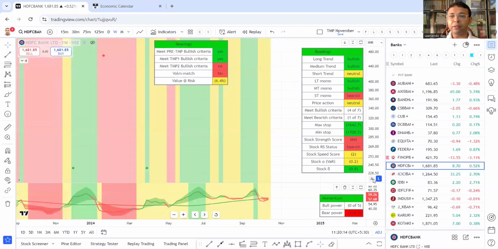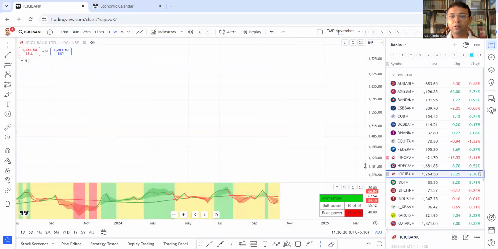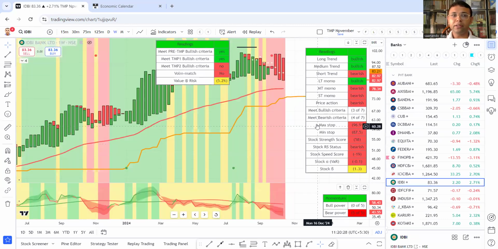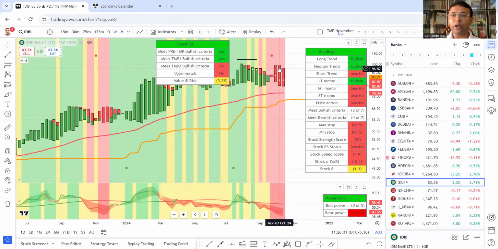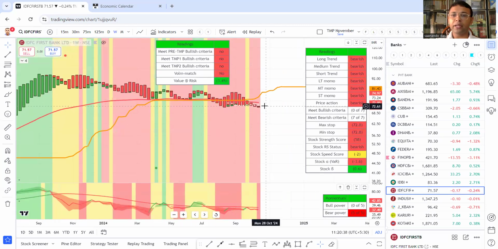Then it's HDFC Bank. Rejected once again. ICICI Bank struggling. Strength has faded. Short-term momentum bearish in weekly chart. Will not do anything. Same for IDBI. No point putting money in IDBI. Then we are looking at IDFC First Bank. Not really great. Candle is squeezed up. Maybe no one is likely to win much.